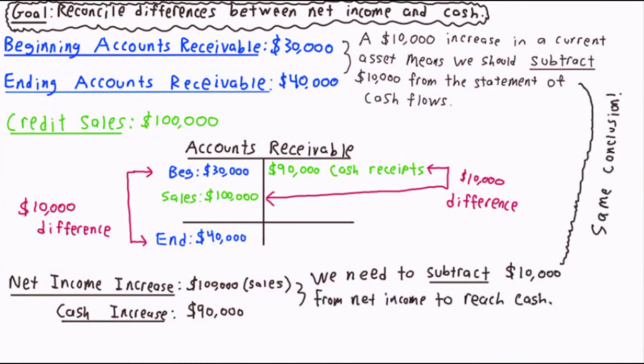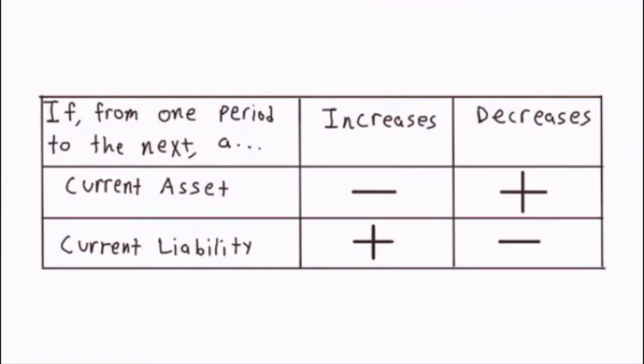And the same logic will work for any current asset or liability. The logic can be a little bit confusing, but the most important thing you need to remember in order to complete the statement of cash flows is this chart. So make sure you have it written down in your notes.